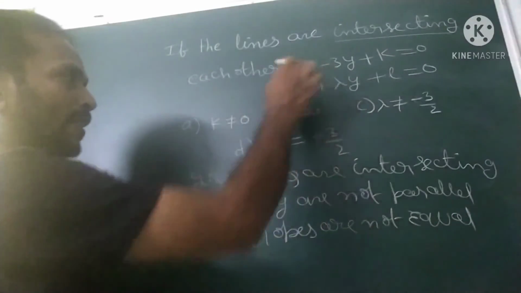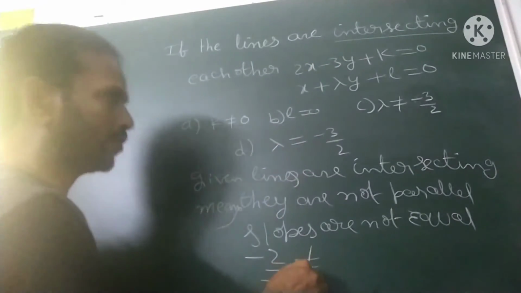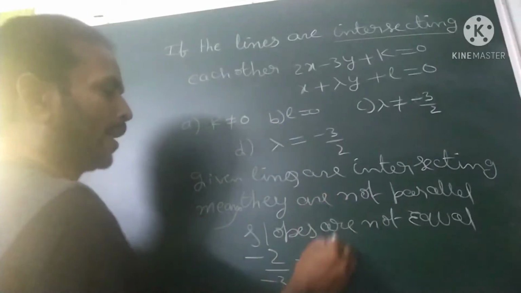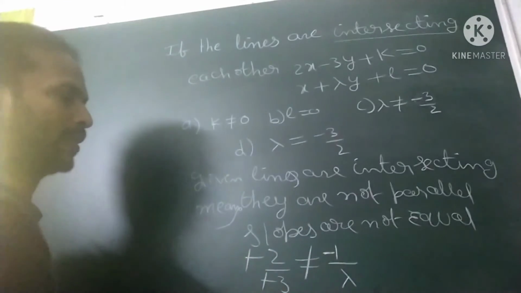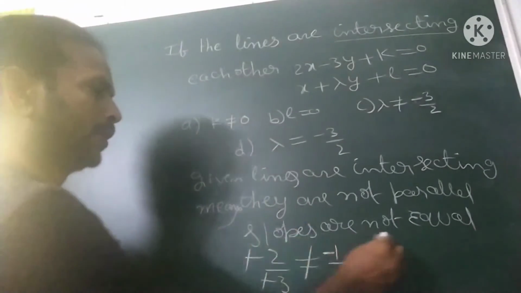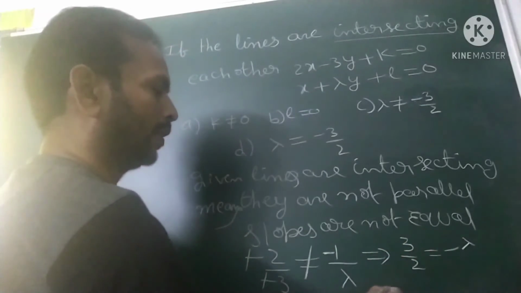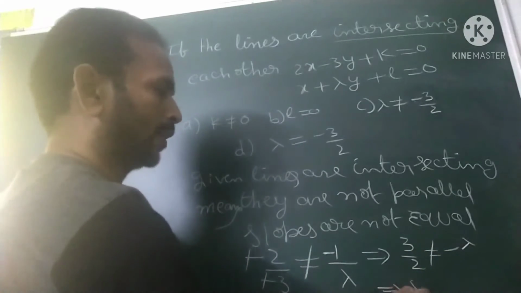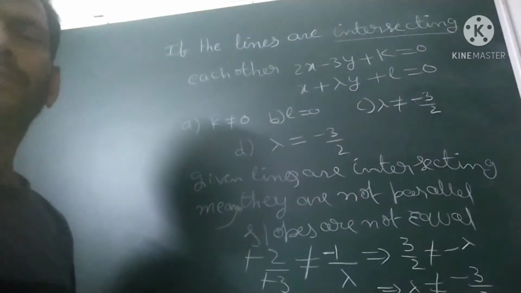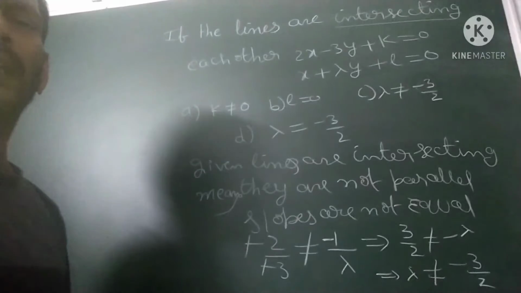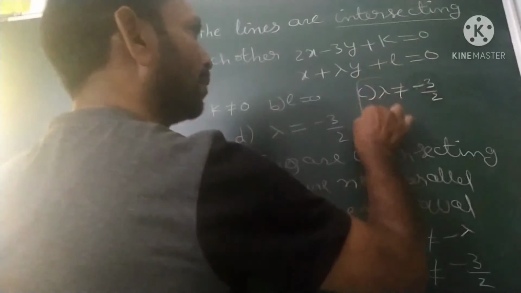The first line slope, minus x coefficient by y coefficient, is not equal to minus x coefficient by y coefficient, lambda. So this minus cancels. Taking the reciprocal, 3 by 2 is not equal to minus lambda, that implies lambda not equal to minus 3 by 2. So which option is correct now? Lambda not equal to minus 3 by 2 is correct.